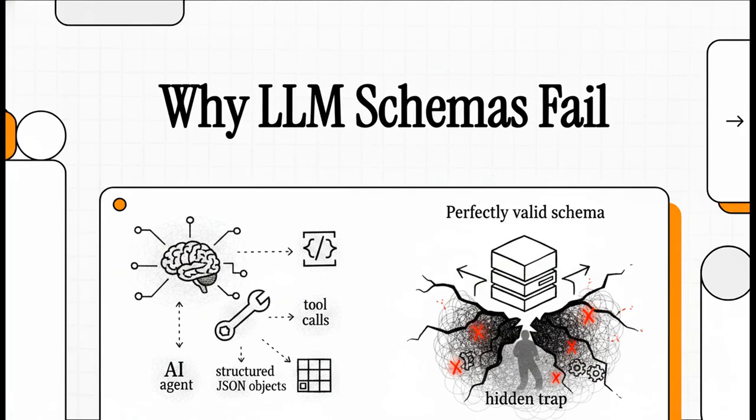Today, we're diving headfirst into a fascinating technical mystery that is, quite frankly, quietly wreaking havoc on production apps right now. Look, if you're building AI agents, writing tool calls, or just asking a language model to give you some structured JSON, you've probably designed what looks like a perfectly valid schema. But underneath that perfection, there's a hidden trap. A trap that's causing seemingly flawless JSON schemas to just silently crash the second they hit production.